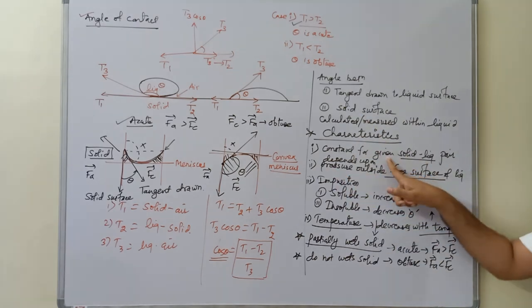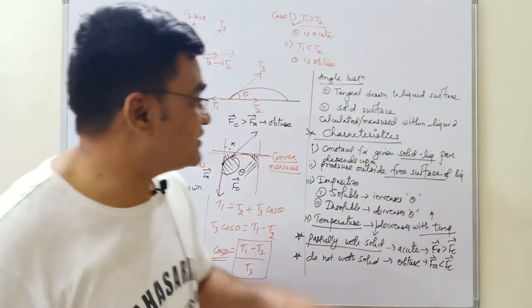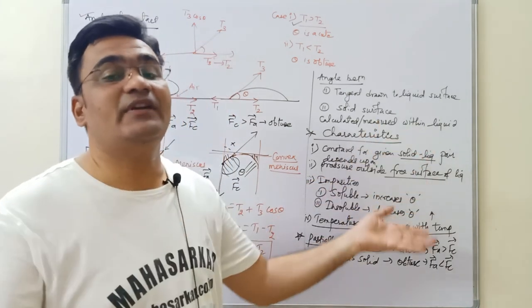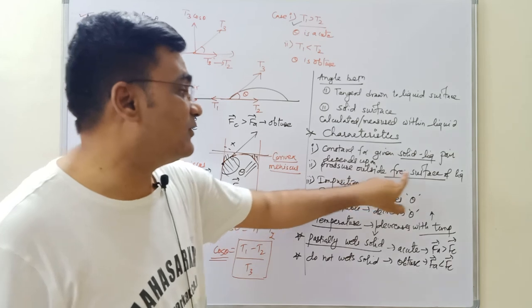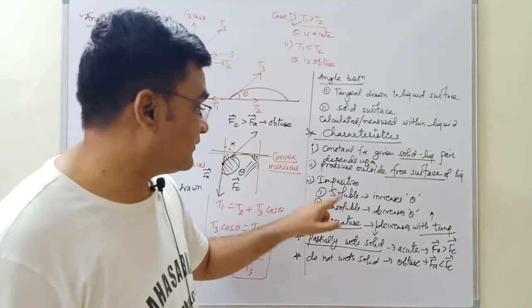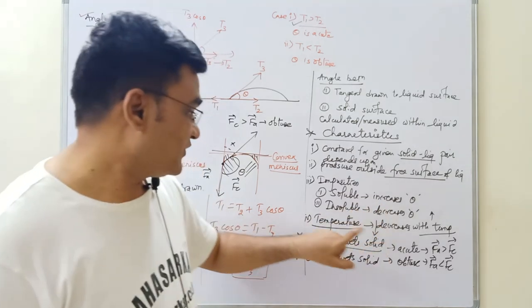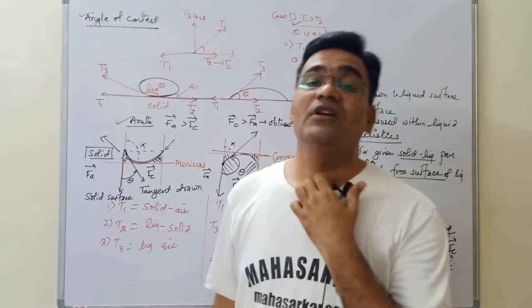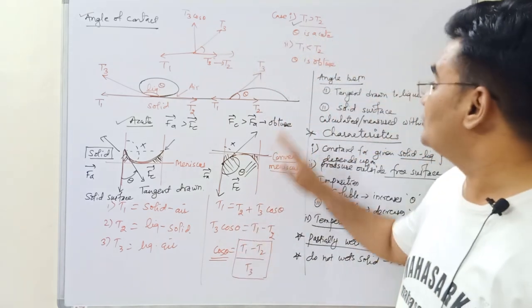Remember, the first characteristic is very important. Angle of contact always remains constant for a given solid and liquid pair. It doesn't change if the pair remains the same material, even with an increase or decrease in size, but it changes with a change in the material. Then pressure outside the free surface of the liquid. Impurities cause changes in the angle of contact. For soluble impurity, the angle of contact increases. When insoluble impurity is there, the angle of contact what? Decreases. And finally, the temperature. When the temperature of the liquid increases, the angle of contact decreases. This we have understood in this article.